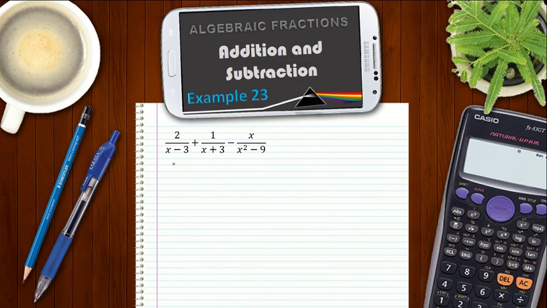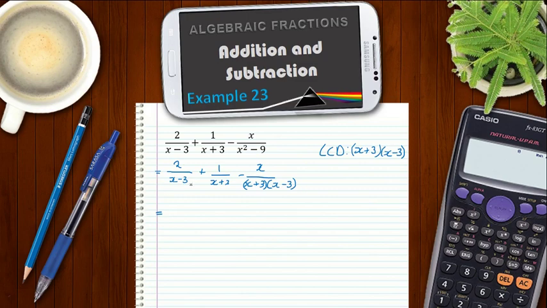So to write this out, we've got 2 over x minus 3, plus 1 over x plus 3, and then minus x over (x plus 3)(x minus 3). So our lowest common denominator is then (x plus 3)(x minus 3). And then the next step, we're going to multiply everybody through to contain the lowest common denominator.